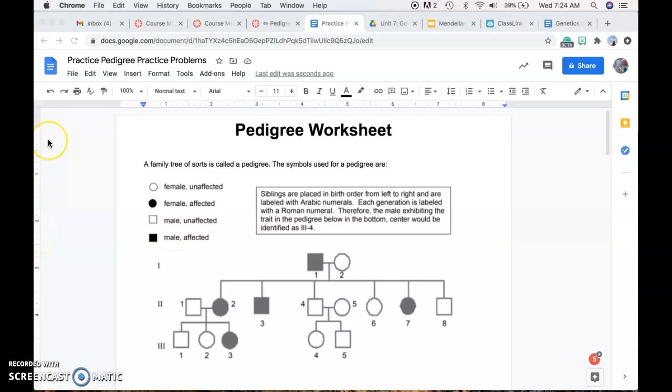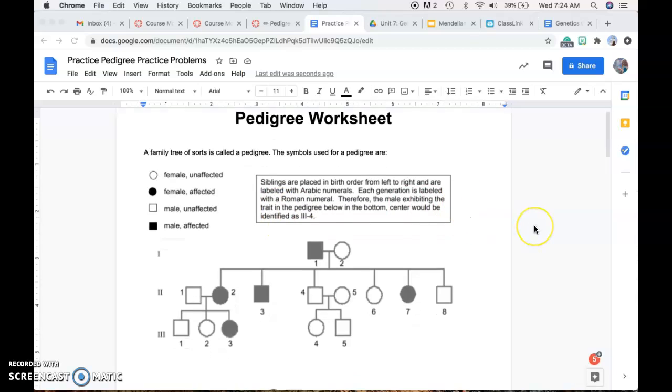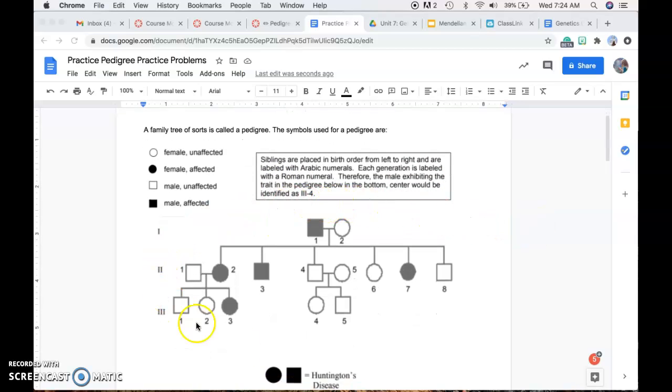The next thing we're going to go over is pedigrees. A pedigree is a family tree that shows males and females that are either affected or not affected by a specific trait. Things that you need to know: two lines that join a square and a circle means a marriage. A square is a man and a circle is a female.